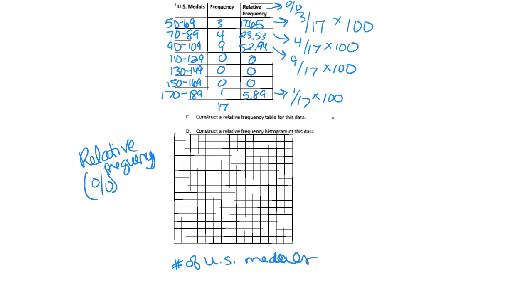My x-axis is going to look the same. There's my 50, 70, 90, because I'm still graphing the number of US medals. What changes now is my y-axis, because I'm doing percent, and I need to be able to get all the way up to about 53%. So I need to determine my scale on my y-axis.